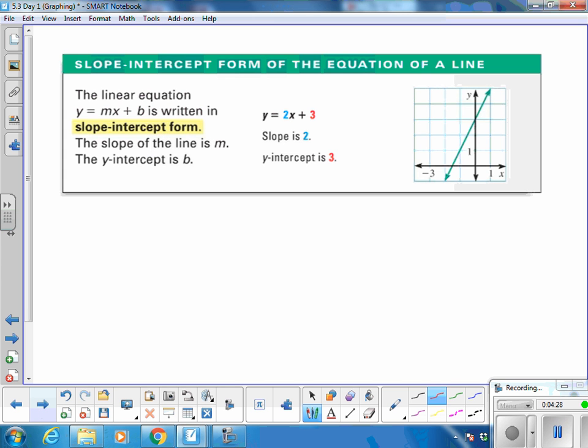So we're going to take a look at slope-intercept form of an equation of a line. A linear equation, a nice line, is y = mx + b, our slope-intercept form. Now this is interesting. We've worked with something that looked like this, y = kx. Now this was true when we were looking at a direct variation.